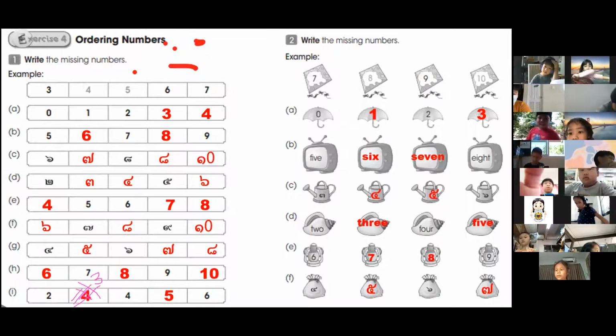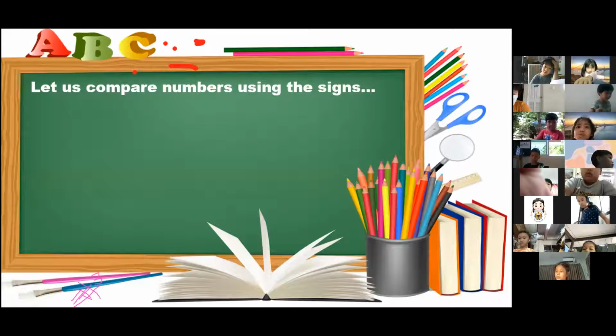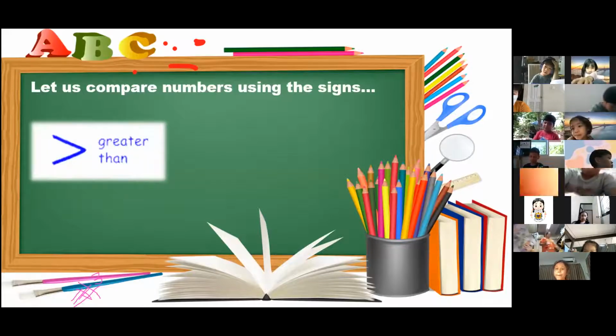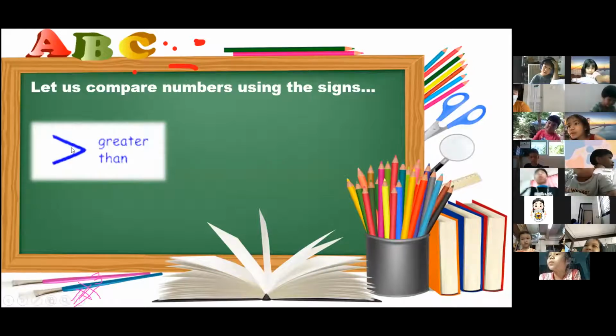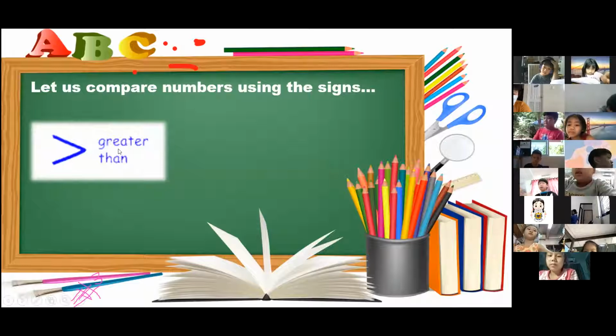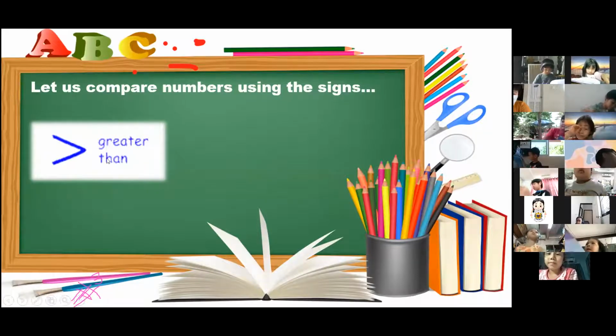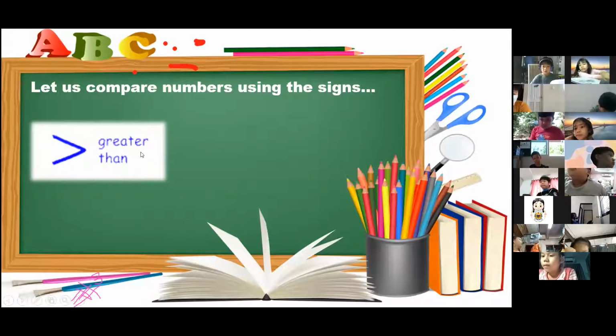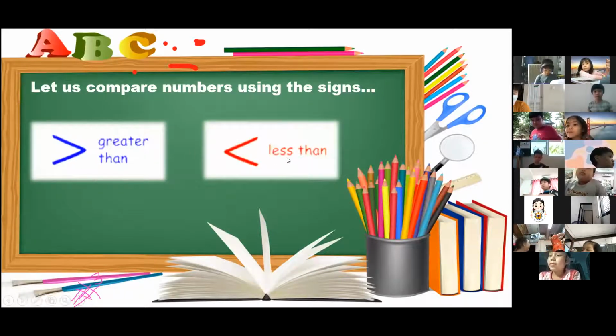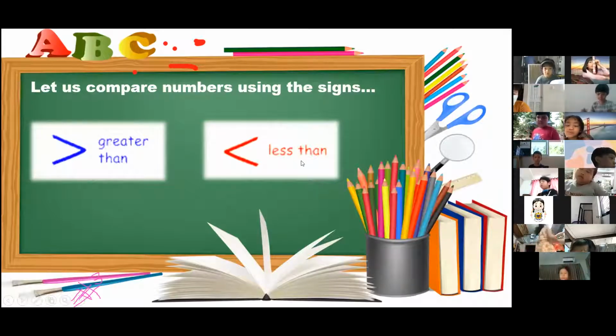Okay, now let's proceed to comparing numbers. Let us compare numbers by using these signs. But in the midterm test, I'm not using only the sign or symbol, but also the words. This sign is called greater than. Don't forget the word greater than, because in your midterm test I'm using words. The other word is called less than, and this is the symbol or sign of less than.